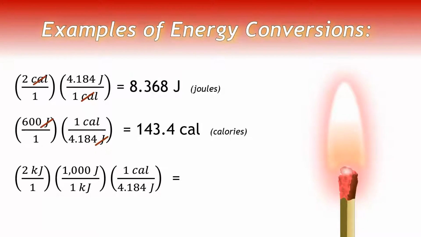Finally, we have a problem where you have to use back-to-back conversion factors, and so instead of 2 fractions, you have 3. We have 2 kilojoules, and we first convert that to joules, and then we convert those joules into calories. Canceling kilojoules and joules, so this becomes 2 times 1,000 on the top, that's 2,000. We divide it by 4.184 on the bottom, and we end up with about 478 calories, the unit that was not canceled.